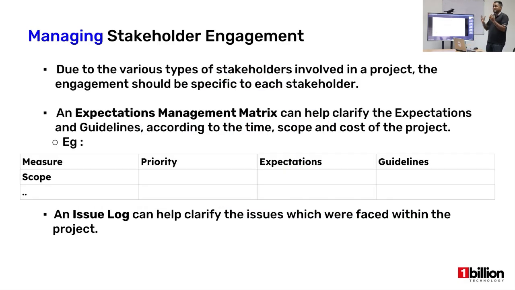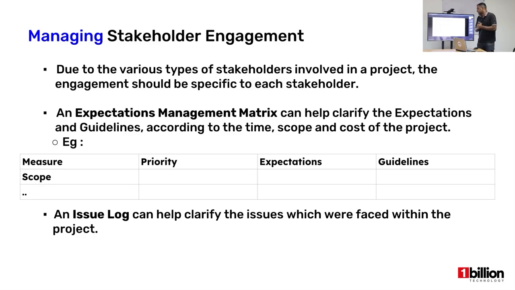Next, we have the managing phase of the stakeholder engagement. This is actually really important. So due to the various types of stakeholders that are involved in a project, the engagement should be specific to each stakeholder. I just mentioned this. All right. So we can use something called an expectations management matrix to clarify the expectations and the guidelines according to the time, scope, and the cost of the project.